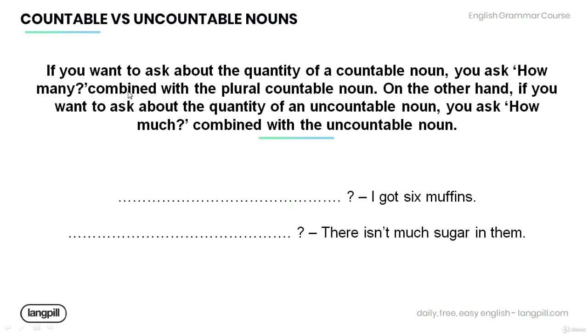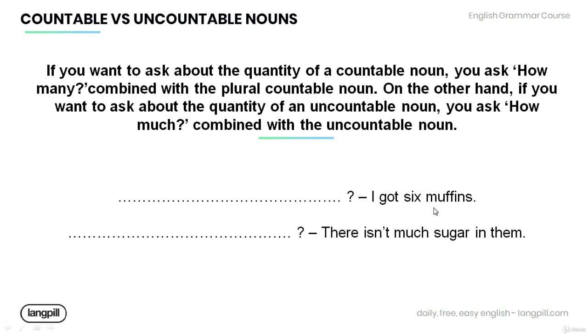Now, if you want to ask about the quantity of a countable noun, you ask how many combined with the plural countable noun. On the other hand, if you want to ask about the quantity of an uncountable noun, you ask how much combined with the uncountable noun. Now read the following answers and provide the appropriate question.